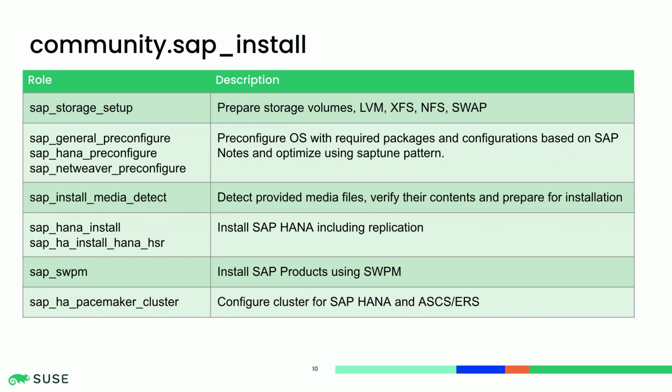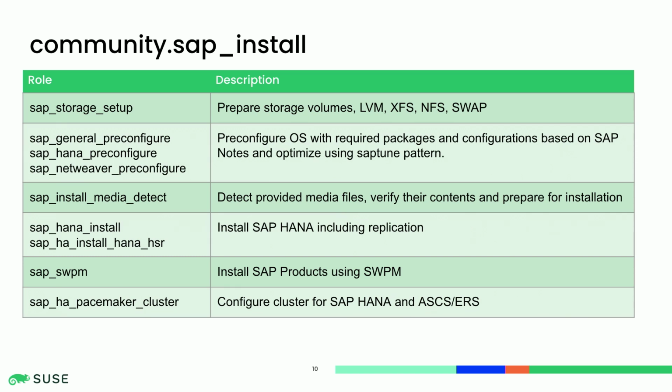Then we have SAP HANA install. It makes sense from the name itself. The majority of the role is doing input validation and input preparation, because it has to prepare the configuration file for HDBLCM. So it prepares everything for you based on what you requested, and then it runs HDBLCM and verifies the output. Of course, once you do HANA, you need to set up replication for it. So there is a specific role, HANA install, HANA HSR. It sets up the application, so it configures it, runs the backup, and enables SR.